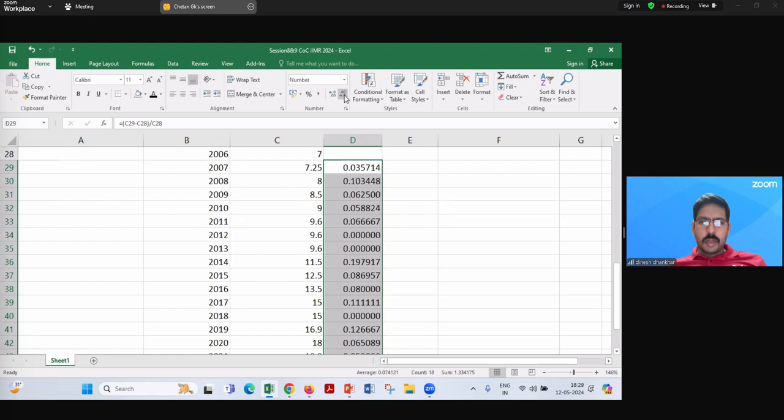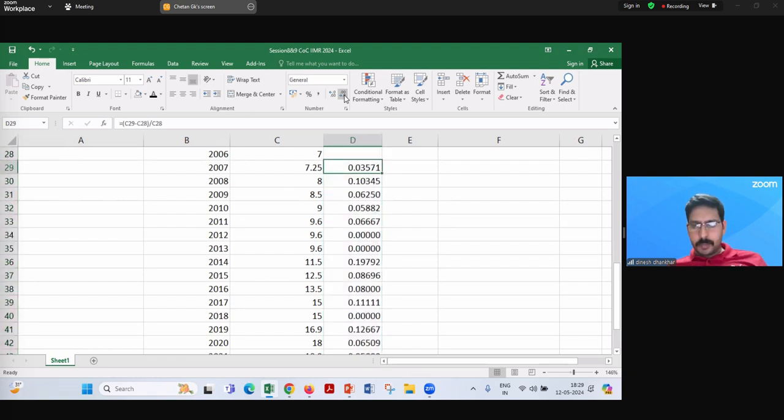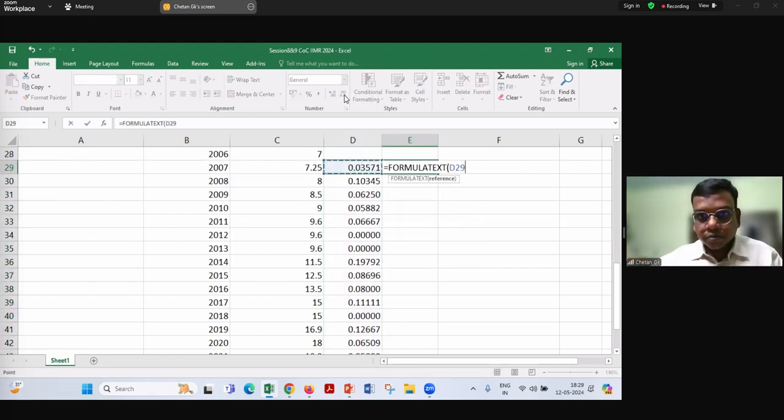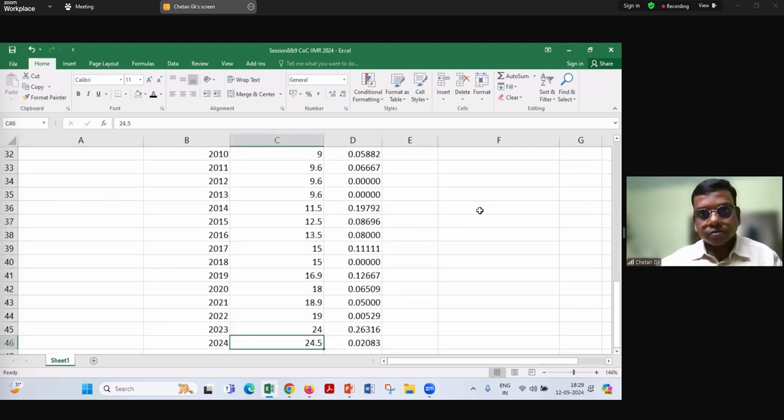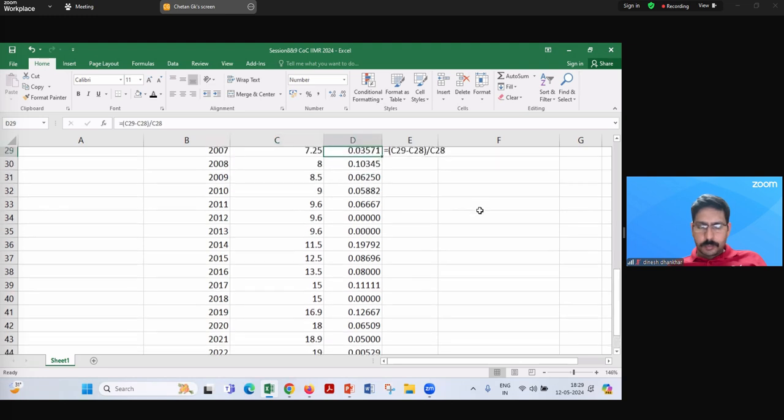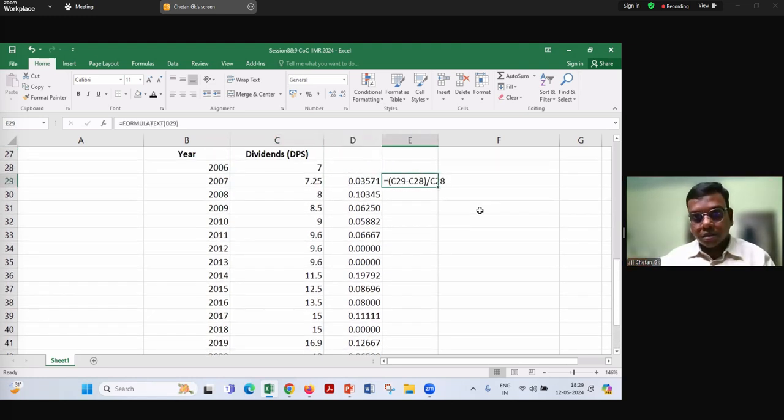Sir, can you just scroll down a little and just copy some values? Sure. Thank you, sir. Sure. So we have computed the returns now.